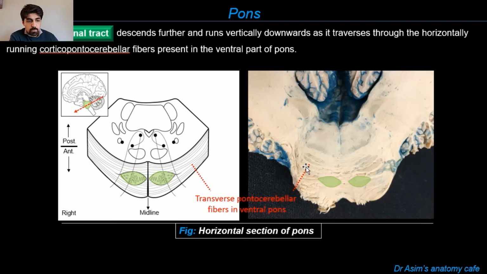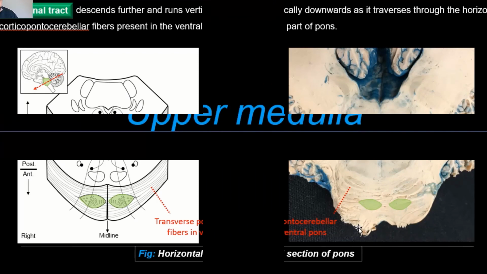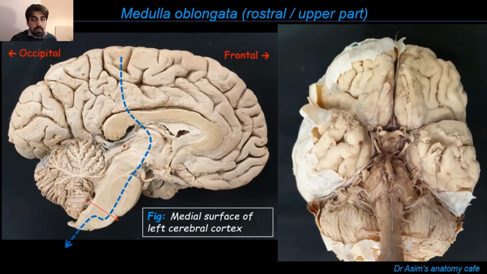transversely running pontocerebellar fibers. Next, the corticospinal tract is then going to descend through the upper part of the medulla oblongata. Medulla oblongata is the third, the last, or the lowest most part of the brainstem. Now, once again over here, you're looking at the medial surface of the left cerebral hemisphere, the back end of the brain being over here, the front end or the frontal lobe being over here.